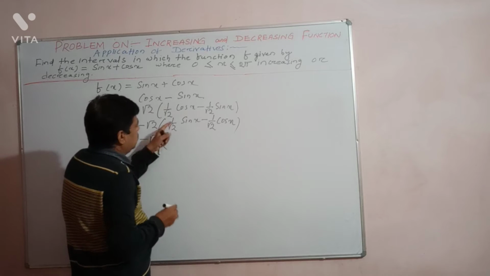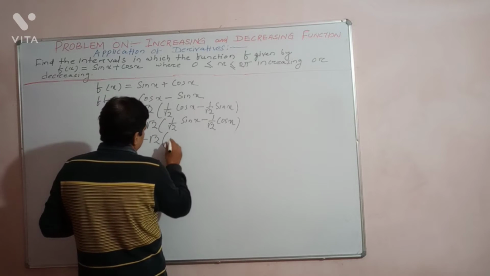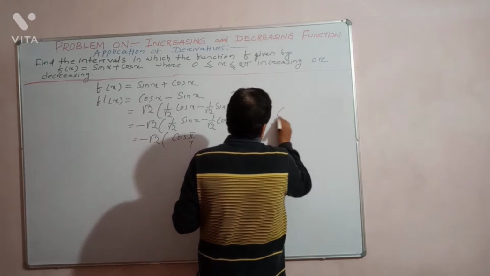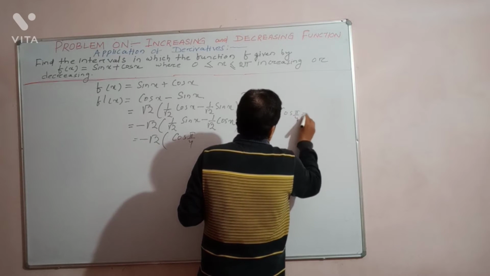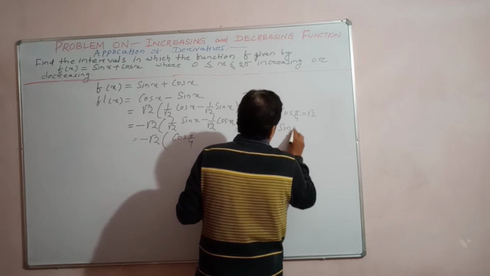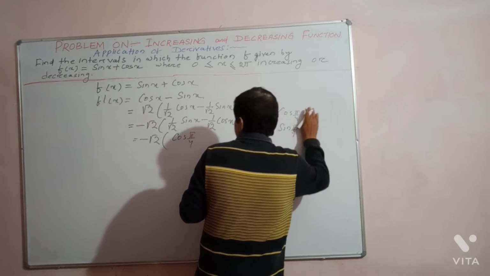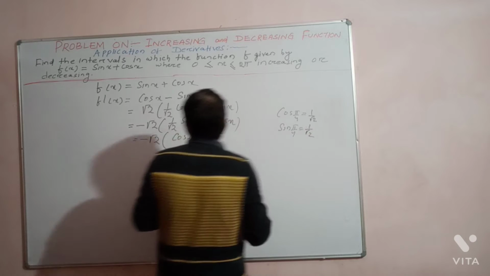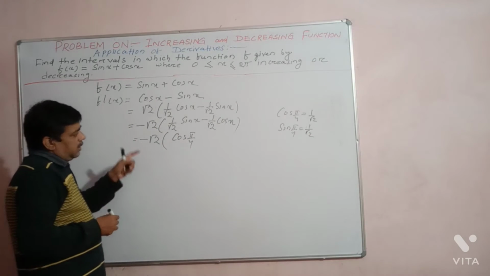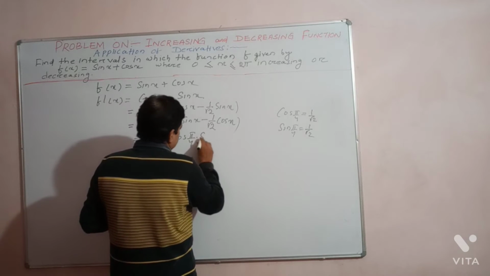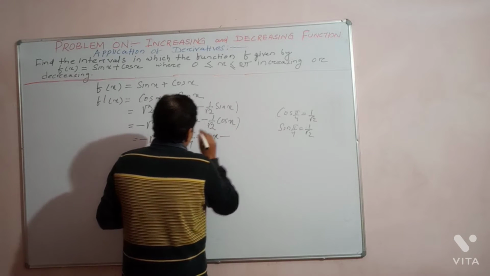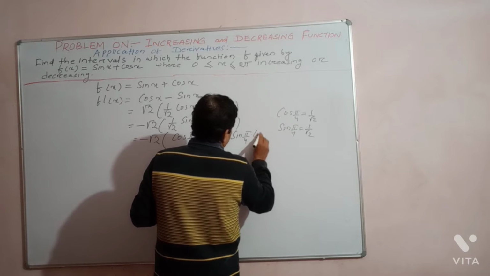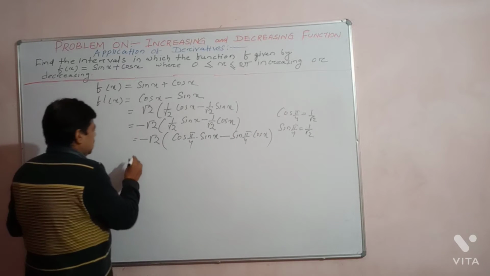So in minus root 2 times the bracket, how can you write 1/√2? We know cos π/4 is equal to 1/√2, and also sin π/4 is 1/√2. Yes or no? Understand? So in place of 1/√2 I can write cos π/4 into sin x, minus 1/√2, here we can write sin π/4 into cos x. Is it clear, this point?